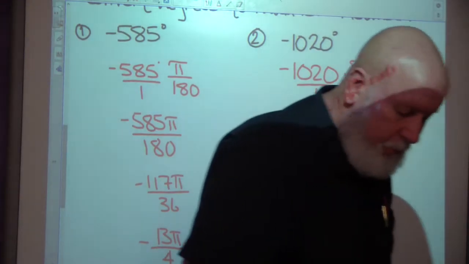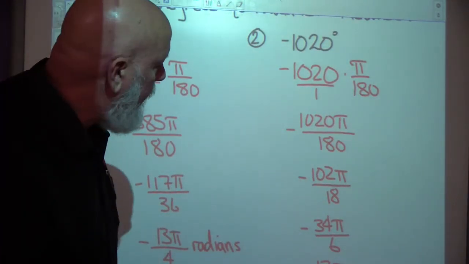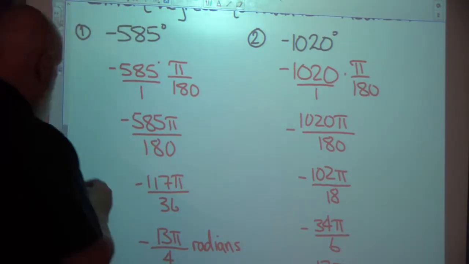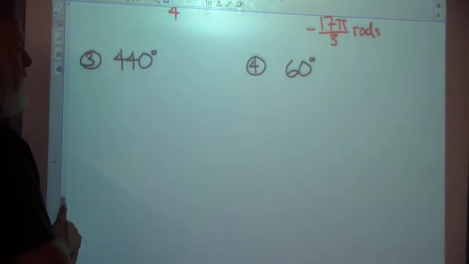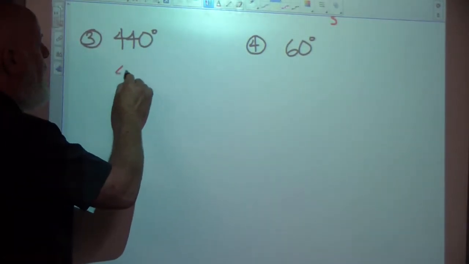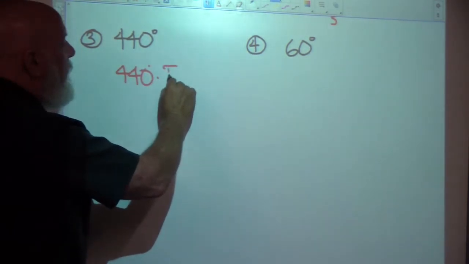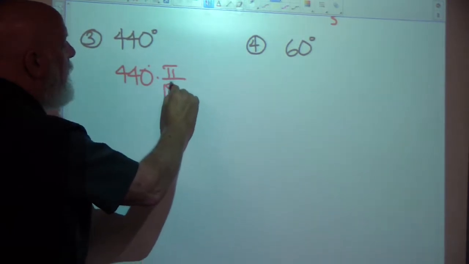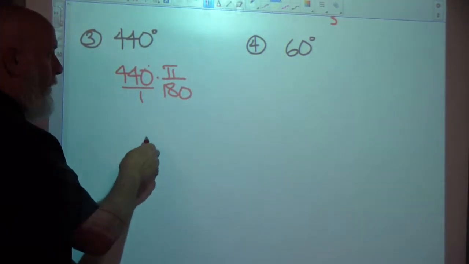Okay. Let's see. Yay! I got the answer sheet there. We've already done that. Okay, let's take a look at, I think I've got 2 more. 440 degrees. We want to convert this to radians. It's the same thing, over and over. You multiply by pi over 180. You can put a 1 under this, or think of it as having a 1 under it if you want.